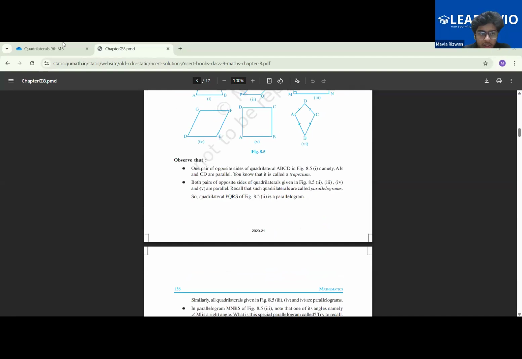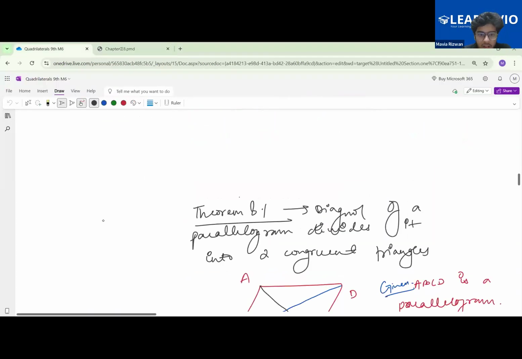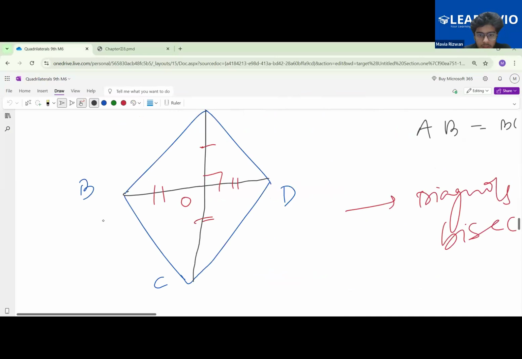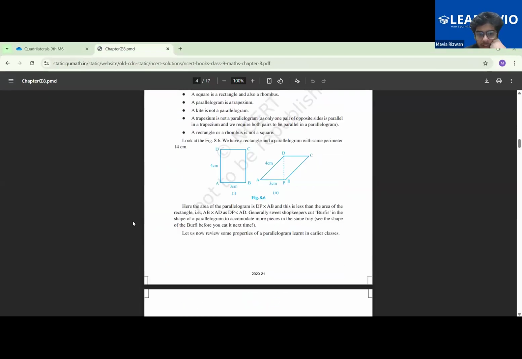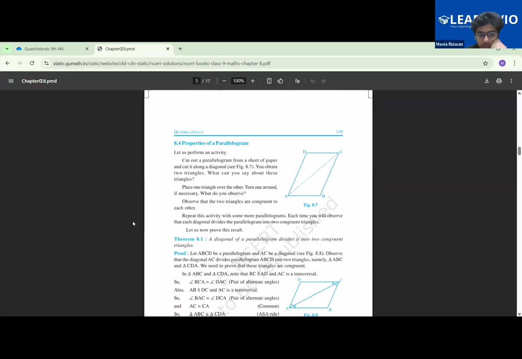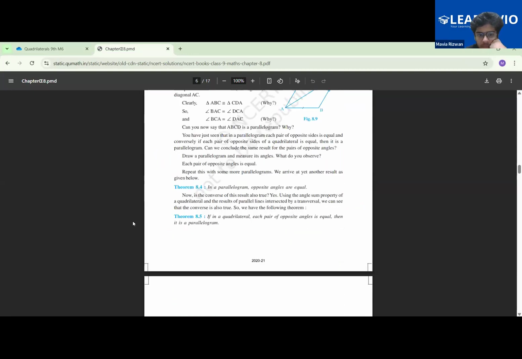Okay, guys. So in the last class, we did types of quadrilaterals. Remember, I told you kite, rhombus. I told you all of the quadrilaterals. Okay. Now moving on with further part. So these theorems we did.